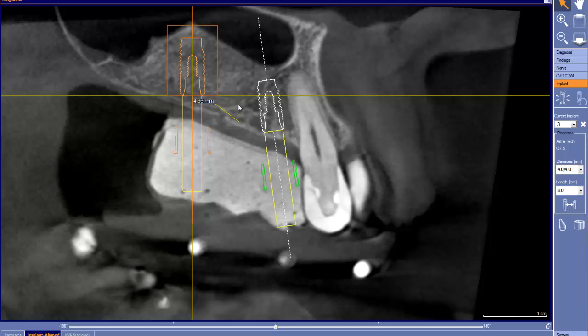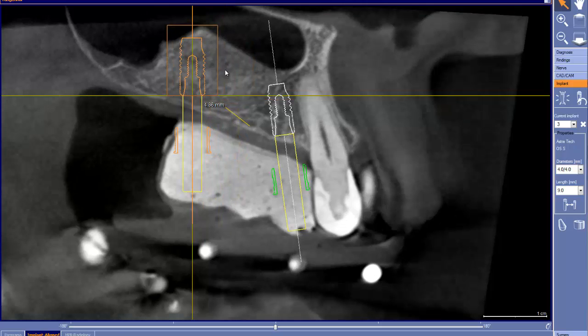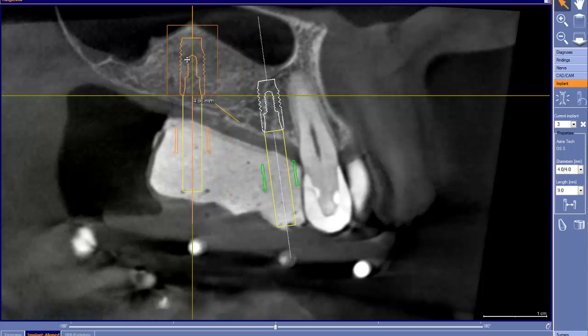Mesiodistal placement will be a little more difficult here because as we're planning a bridge, we don't know exactly where we need to be. But what we want to look at is, do we have enough bone on both sides of it? Is there an implant or vital structure within the safety box? And in this particular case, at this particular time, there is not.